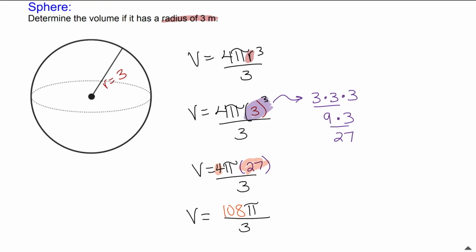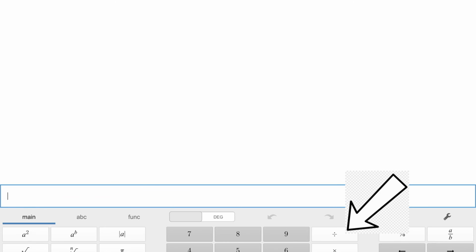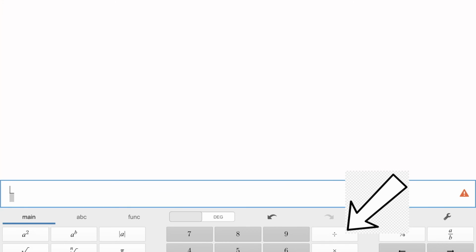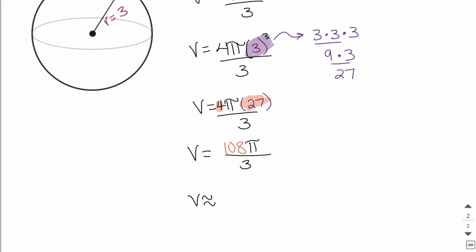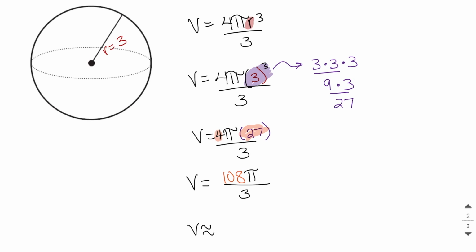So I'm just going to type that whole thing into my calculator, and this time I will round to the nearest whole number. So just a reminder, you have to click on the divide sign to get that fraction. So 108 times pi, and then divide that number by 3, and I end up getting 113, rounded to the nearest whole number. So here my volume would be equal to 113 meters cubed.